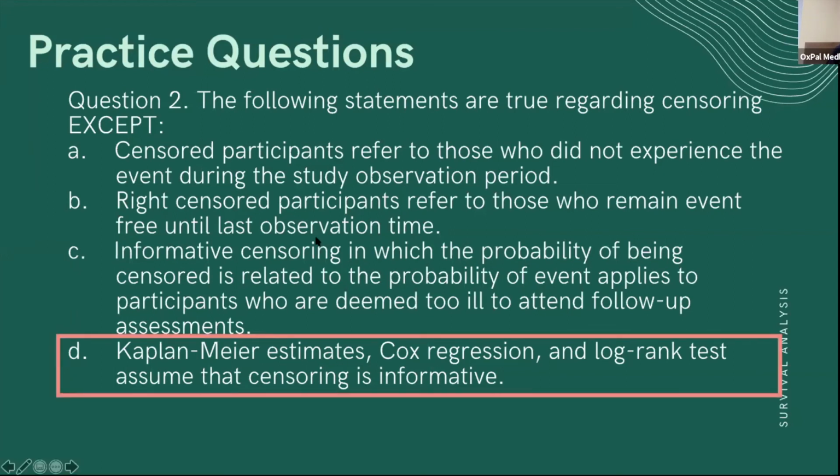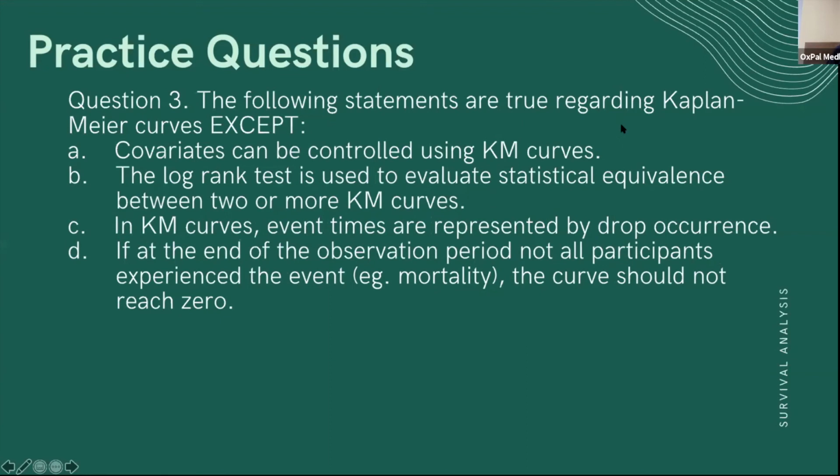All right. Now, question number 3. The following statements are true regarding Kaplan Meier curves except, so here we go again. Whichever of the statements is false essentially. Letter A, covariates can be controlled using Kaplan Meier curves. Covariates meaning other variables can be controlled, can be studied.